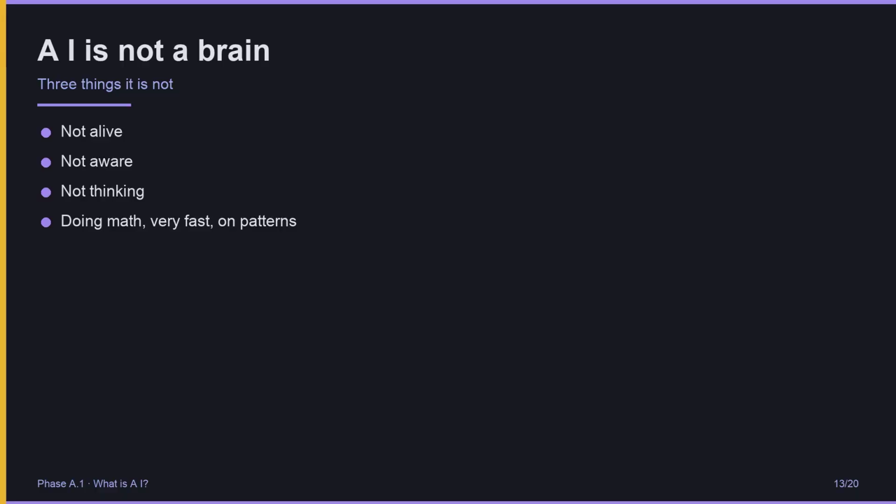3 things AI is not. It is not alive. It is not aware. It is not thinking. When ChatGPT writes you a poem, it is not feeling inspired. It is doing math, very fast, on patterns it learned from a billion examples of human writing. The poem feels like it was written by a person, because the patterns it learned were patterns of human writing. That is the whole trick. Once you internalize this, AI stops being scary, and starts being a tool you can use well.